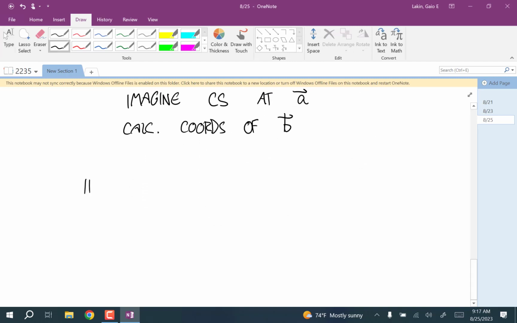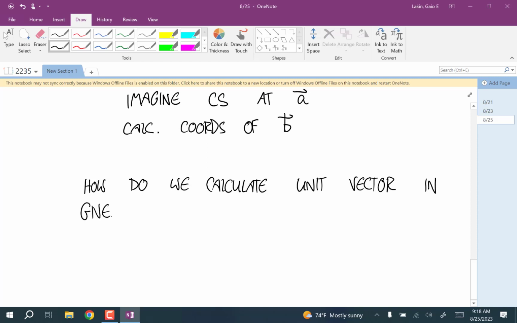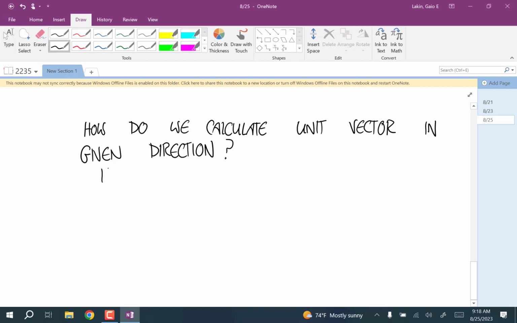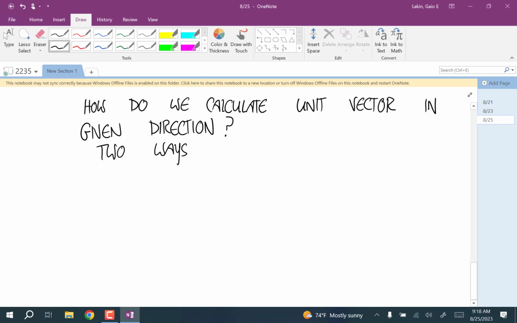So now the next question is, how do we calculate a unit vector in a given direction? For this, there's two approaches. The first one is if you're given an angle between the vector you want and some reference line.